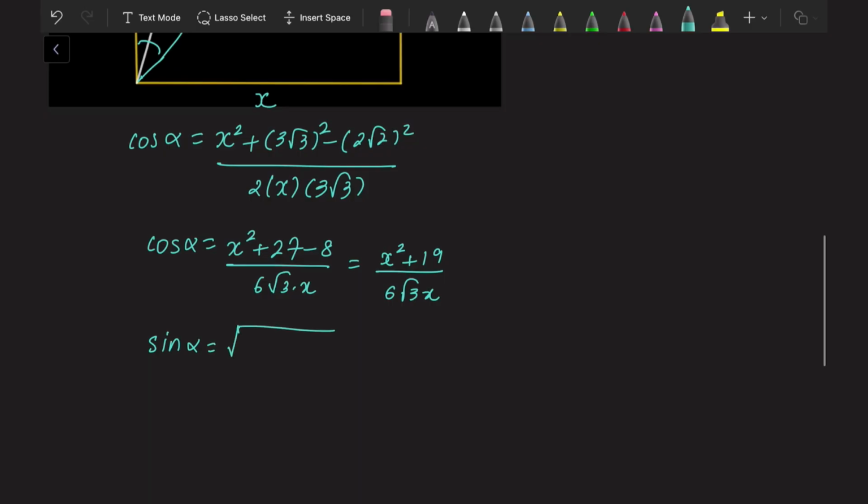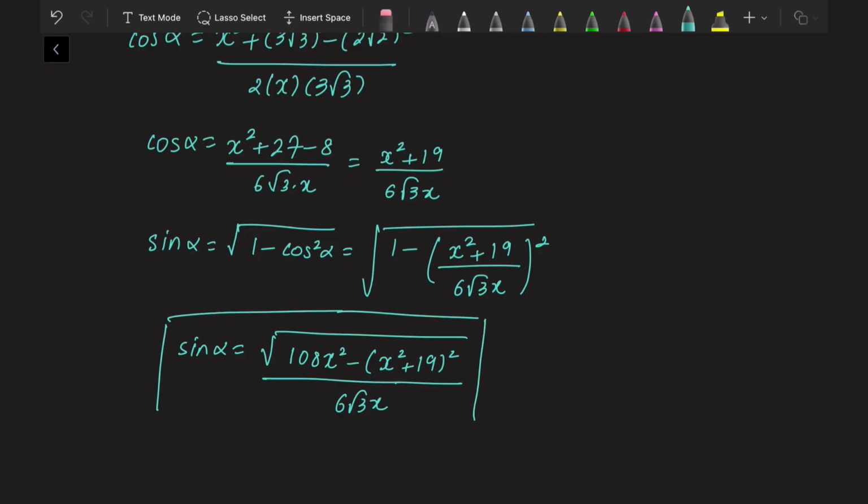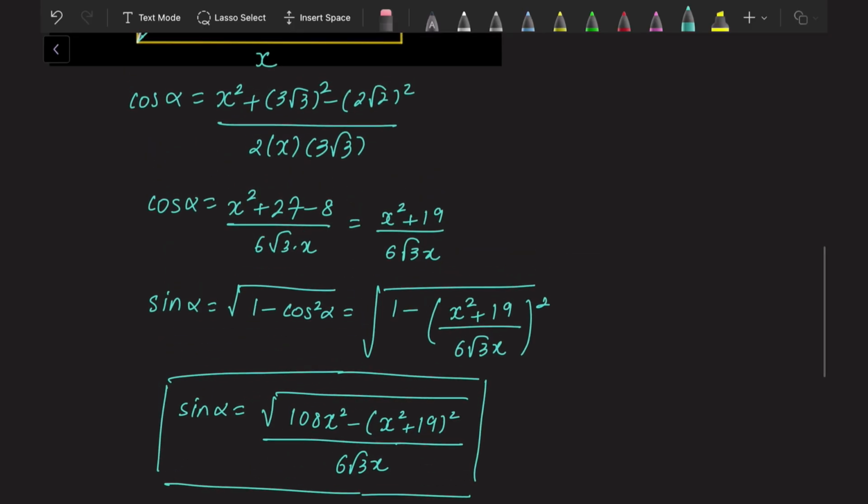Now let us talk about sin alpha. So it is going to be simply the square root of 1 minus cos square alpha. So square root of 1 minus x square plus 19 upon 6 square root of 3 x, the whole square. Simplifying this will give us the value of sin alpha as equal to the square root of 108 x square minus x square plus 19 the whole square, and in the division we will have 6 square root of 3 x. So this is the nice value of sin alpha that we have, and this was the value of cos alpha. Let me just use a different color.